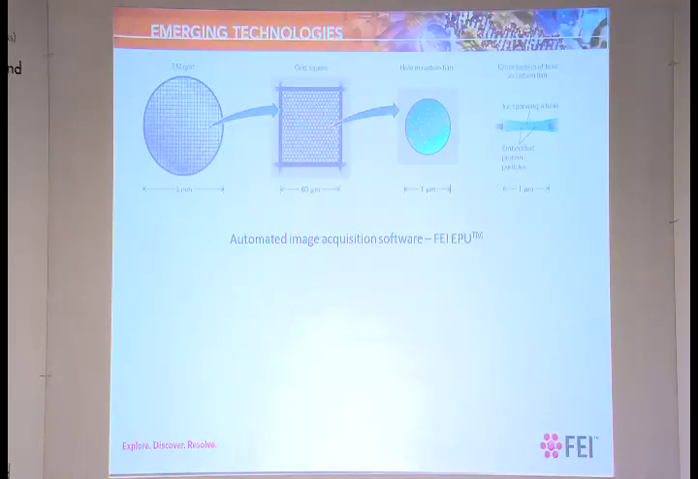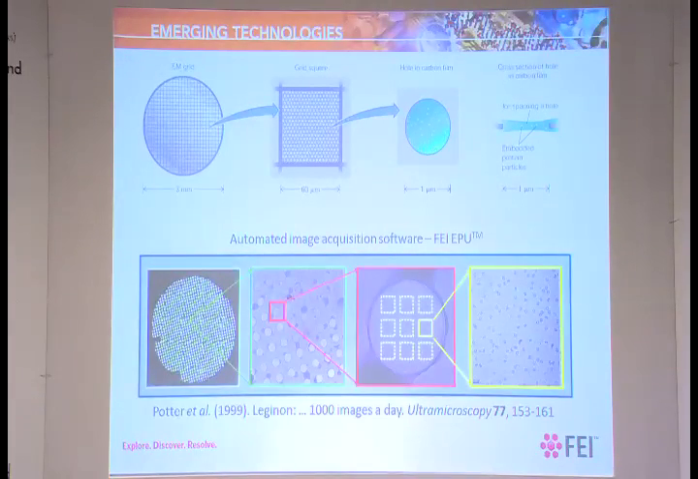So we have these holes, and we can select one of those holes, and the holes contain ice, vitrified ice, with our particles in. So we want to go from here to essentially imaging here. And that's the principle of EPU. But I should mention that really the initial work for this kind of mechanism was done in the Scripps lab with this program Leginon, which is available.